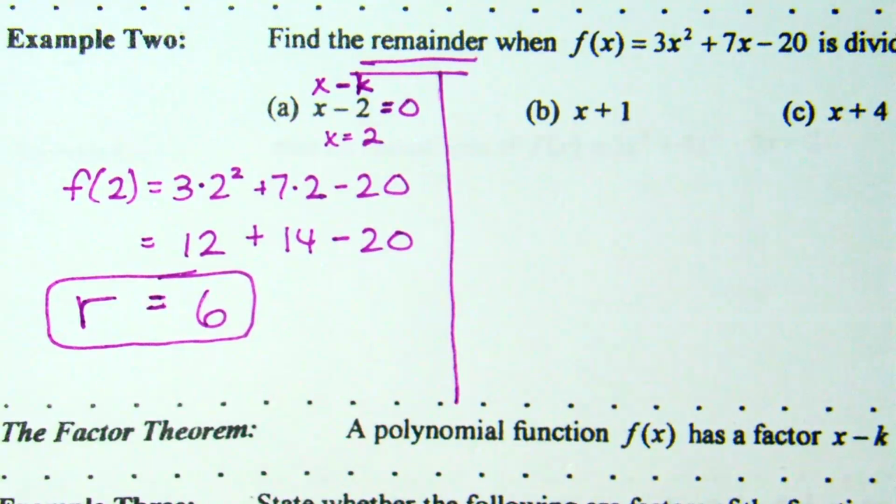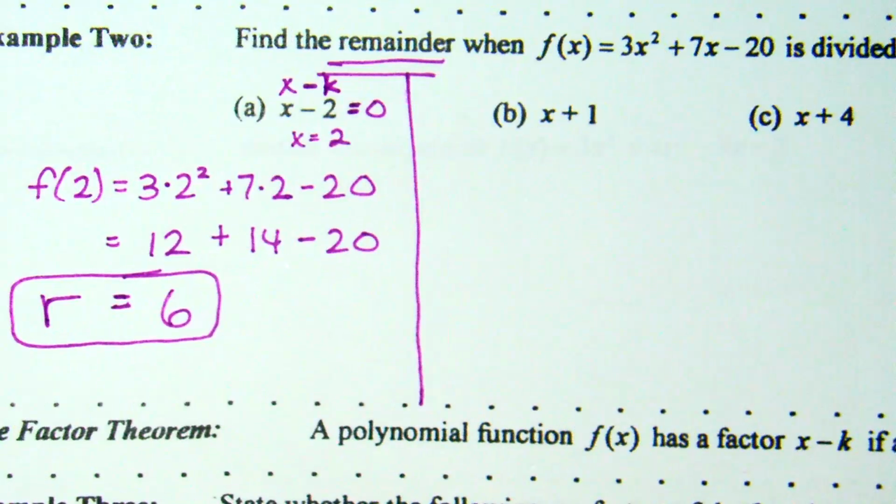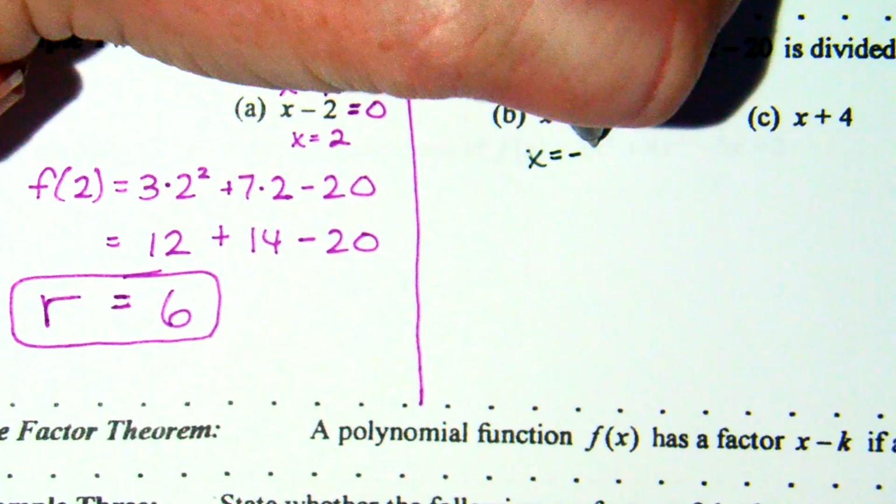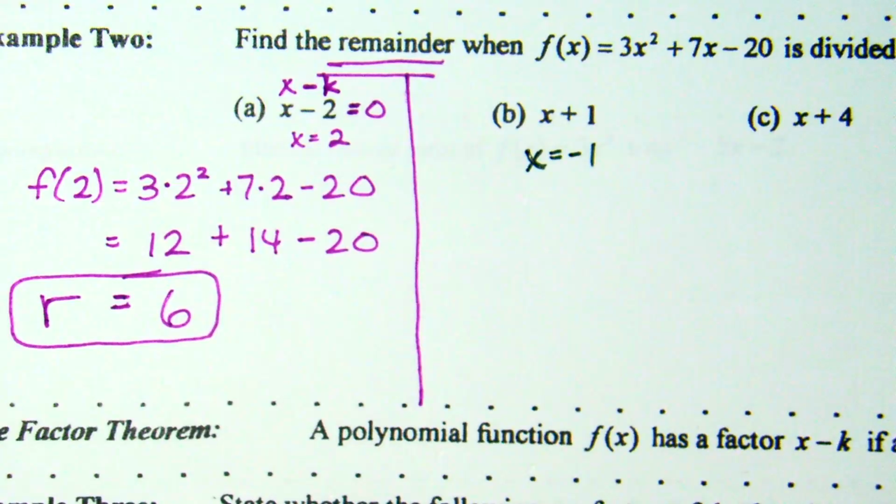Okay. And I know you're getting the hang of this, but I do want to do C. This will be helpful here in a moment. So if we're dividing by x plus 4 and I want the remainder, what do I do? Yeah, think about this being x equals negative 4. So we're plugging in negative 4. 3 times negative 4 squared, plus 7 times negative 4, minus 20. Negative 4 squared is 16 times 3 is 48. Minus 28 minus 20. 48 minus 28 minus 20 is 0. And so we have a remainder of 0.